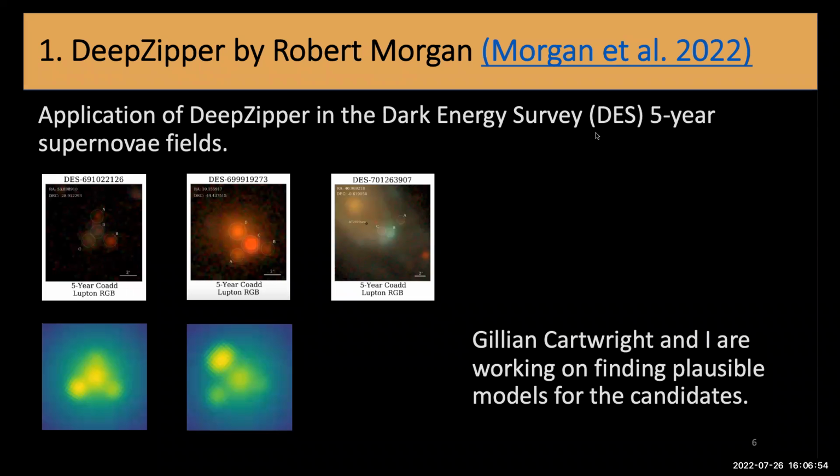And right now, Jillian and I, Jillian is an undergrad, we're trying to work on finding lens models to describe the geometry of these systems. And I just want to say again, thanks to the organizers, because we have already been able to talk about this work this week.